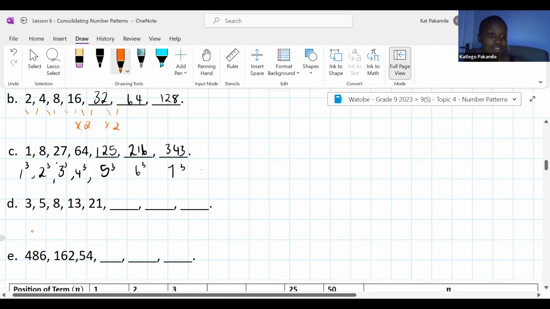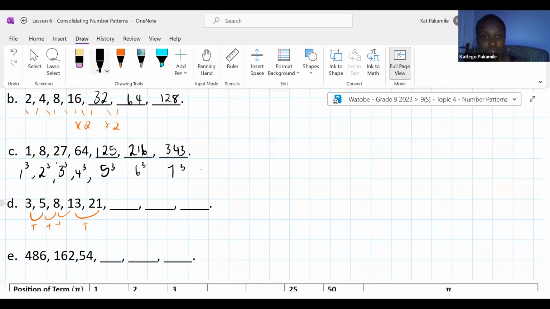So you say 3 plus 5, and that gives you the 8. Then you say 5 plus 8, that gives you 13. 8 plus 13 gives you 21. So our next one is gonna have to be 13 plus 21, which is how much? What is our next term going to be? Right, Minas, yo, Minas here to kill us, all of us dead.